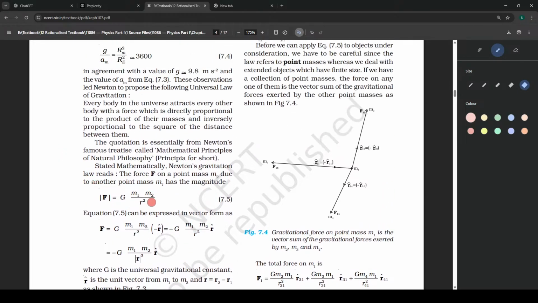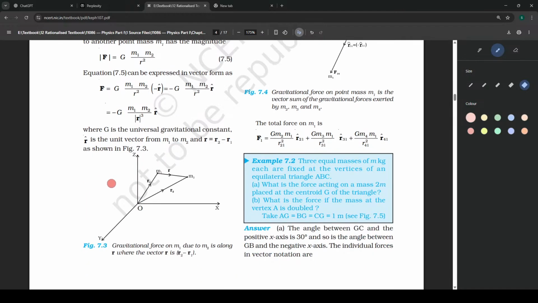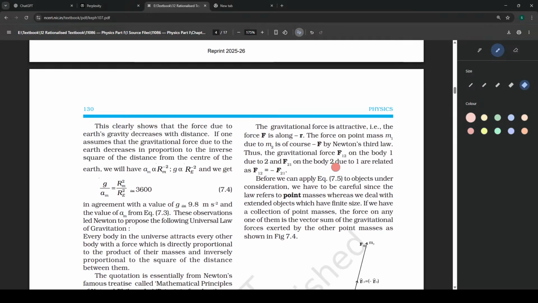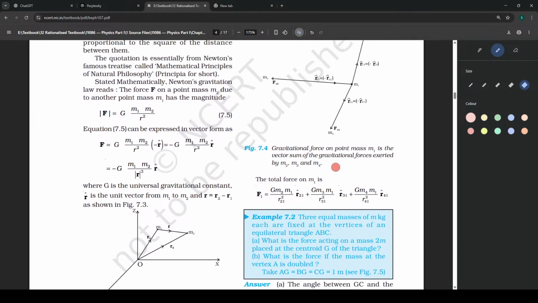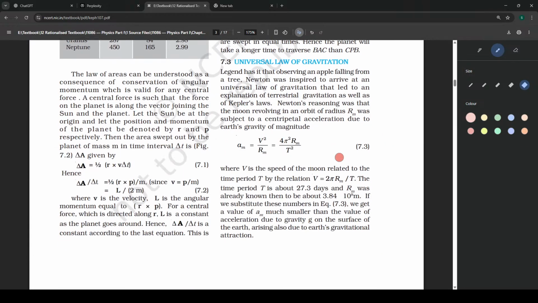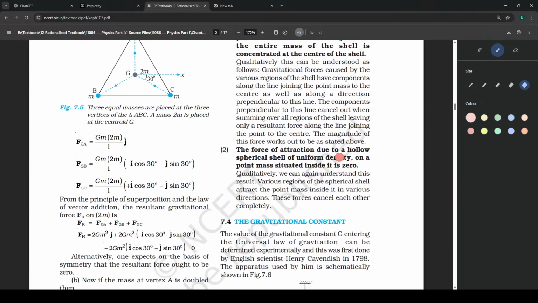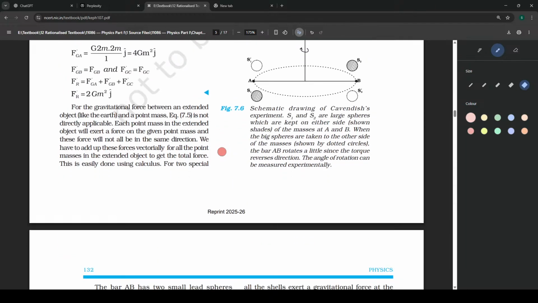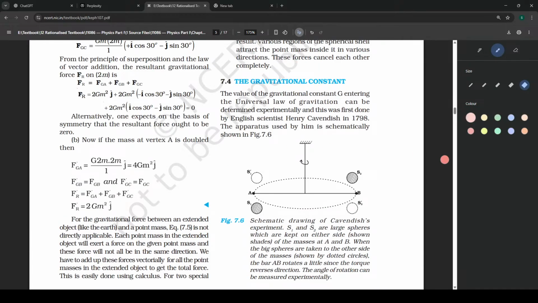Where force is directly proportional to the product of masses and inversely proportional to the square of the distance, and the universal gravitational constant is mentioned. And the force experienced due to multiple forces is the vectorial sum of the individual forces. That gravitation constant was experimentally found out by Cavendish's experiment.